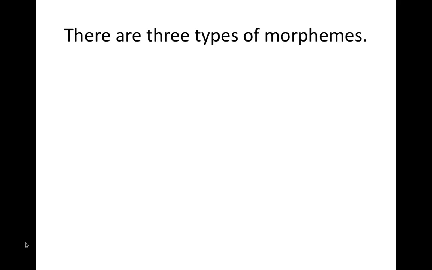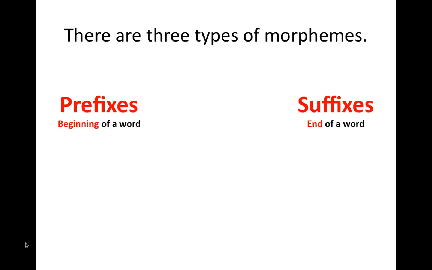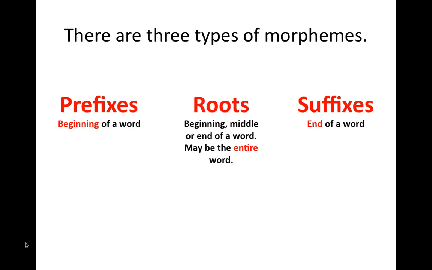There are 3 types of morphemes. The 3 types are prefixes, which are at the beginning of a word, suffixes, which are at the end of a word, and roots, which can be at the beginning, middle, or end of a word. They can also be the entire word.